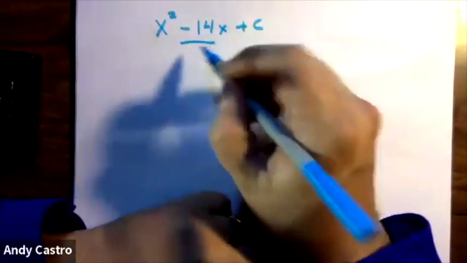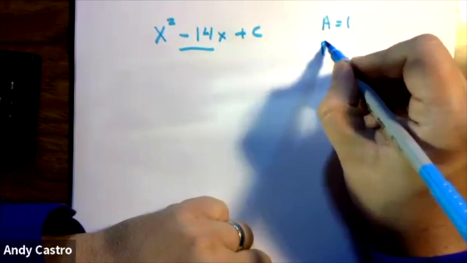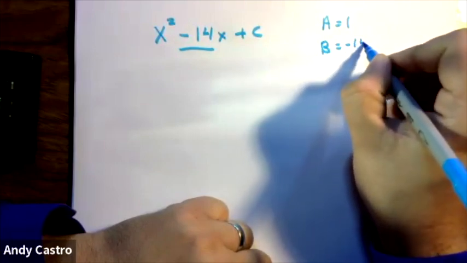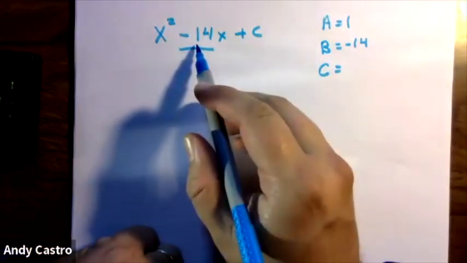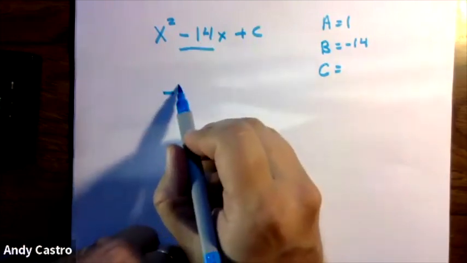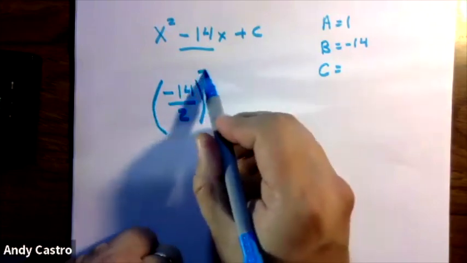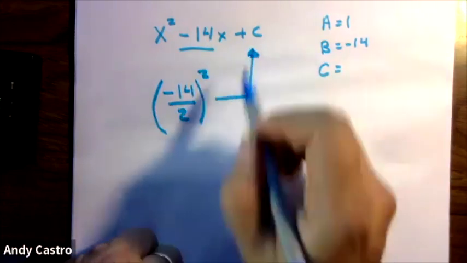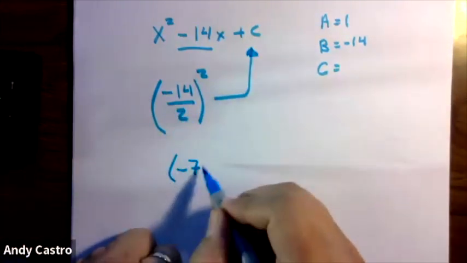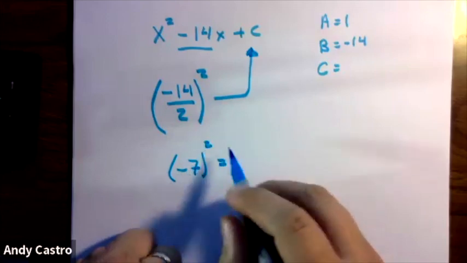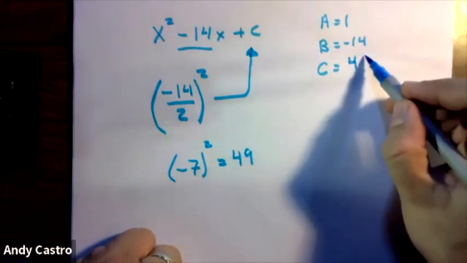here, if I take my middle term, my A is equal to 1. My B is equal to negative 14. And then I'm trying to find my C. So the coefficient of my middle term is negative 14. I'm going to divide that by 2 and square it, and that'll give me my C. So negative 14 divided by 2 is negative 7. We're going to square that. Negative 7 squared is positive 49. So my C is 49.